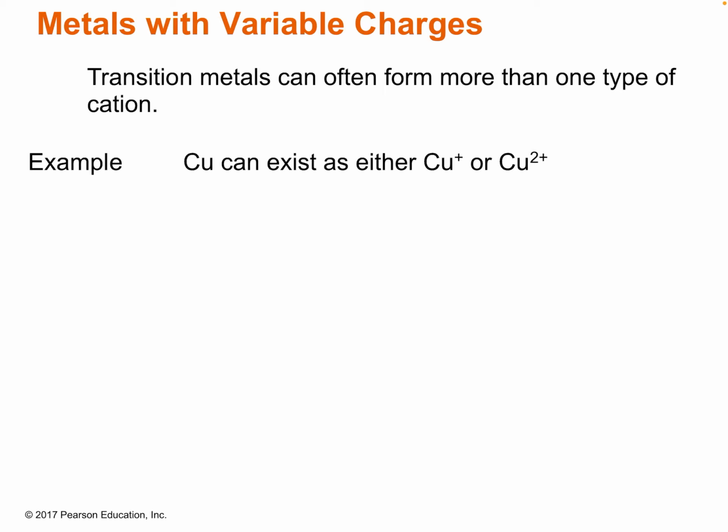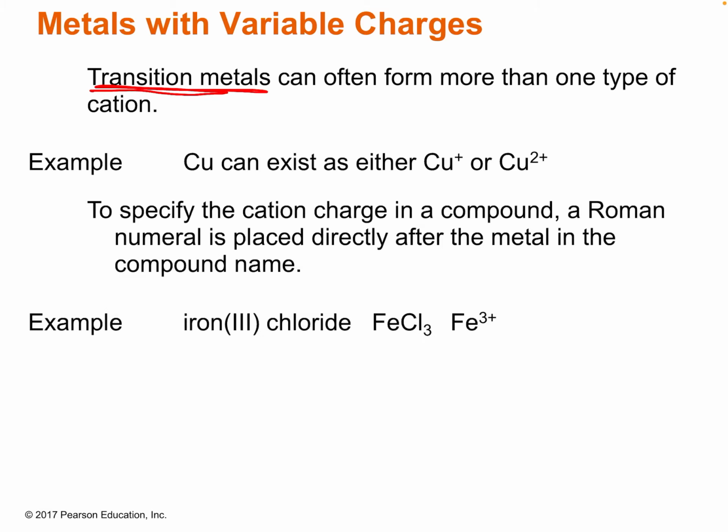So last time we talked about simple ionic bonds that are formed between a metal and a nonmetal. And these are going to be metals and nonmetals from the main group elements that have just one charge. Well, some metals have variable charges, and these will be transition metals, so the ones that are found in the D block. And they can often form more than one type of cation. For example, copper can exist as copper 1+, or it can exist as copper 2+. So copper can lose either 1 electron or 2 electrons when it's forming ionic bonds.